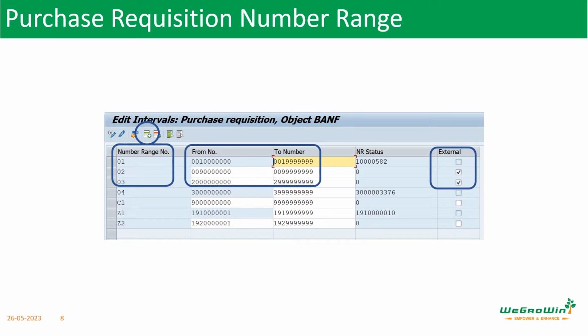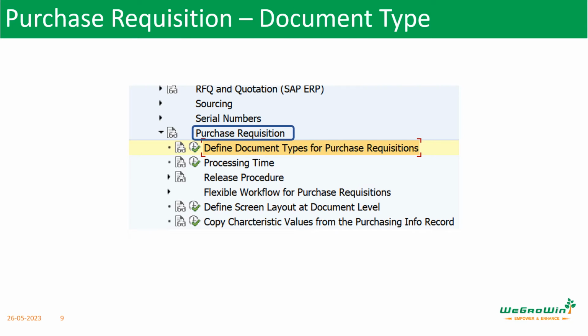So number ranges, again, should not overlap each other, and number ranges are year independent in materials management. Please take note of it. To configure a document type for purchase requisitions, follow the navigation path shown here. This is to configure the document type for purchase requisition.